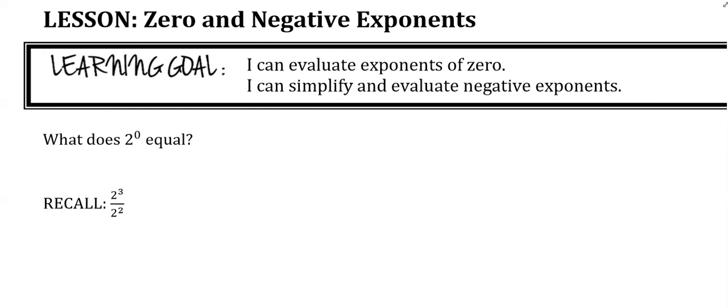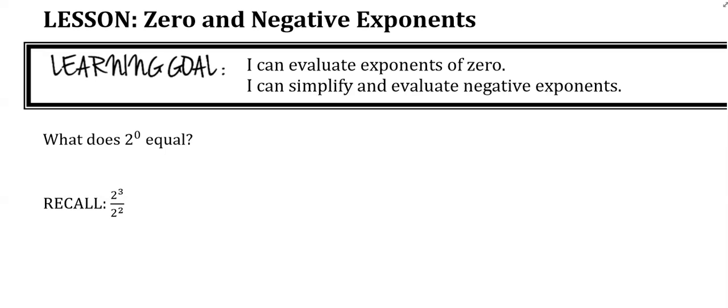Yesterday we were looking at exponents in general and what an exponent means. Like right here, 2 to the 3 is 2 times 2 times 2, and 2 to the 2 is 2 times 2, right? Two twos. And we did a bunch of work with some exponent laws.